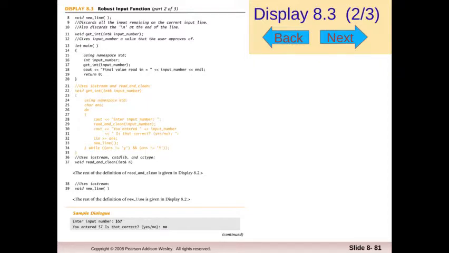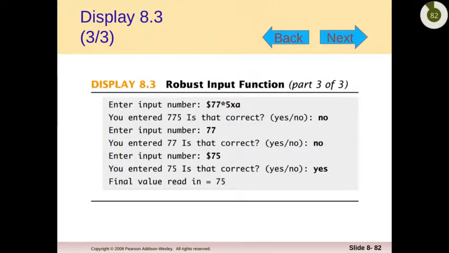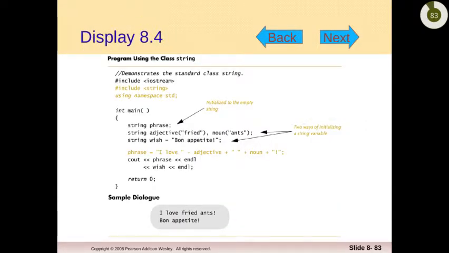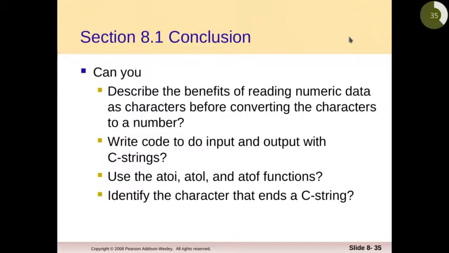So the way this function might run is here on slide 82. If the user enters something like $77*5XA, then the program will say you entered 775. Is that correct? Yes, no. And the user has a chance to enter an answer to that, and so on. Eventually, hopefully, the user is successful in entering the number that he or she actually wants to enter. Okay.